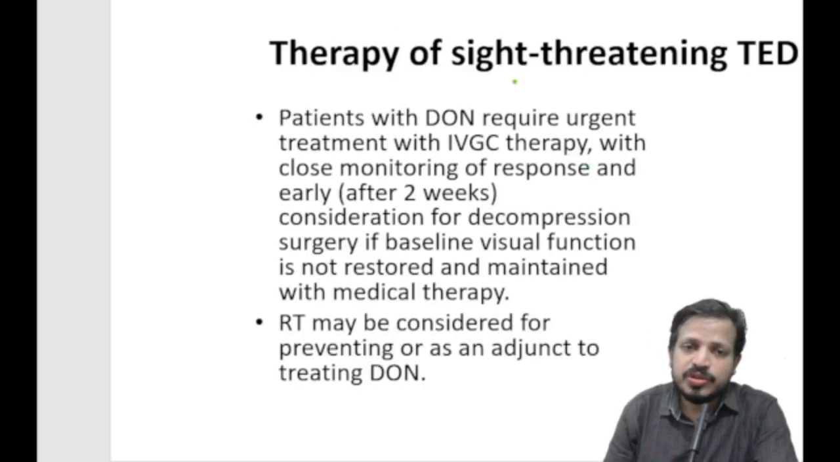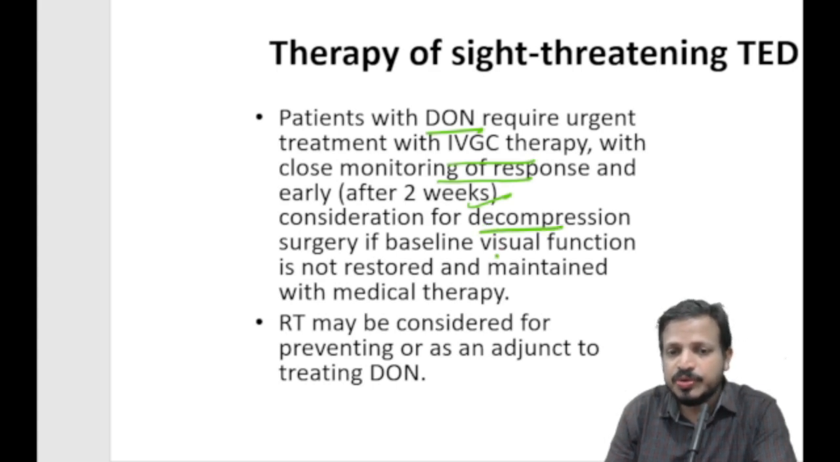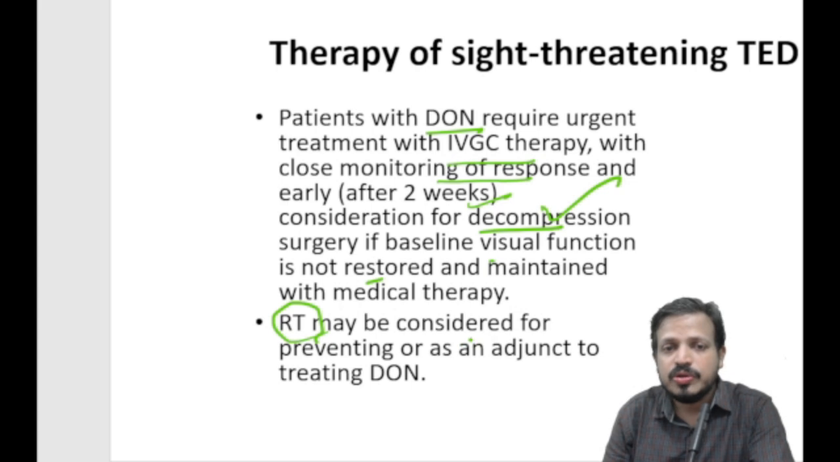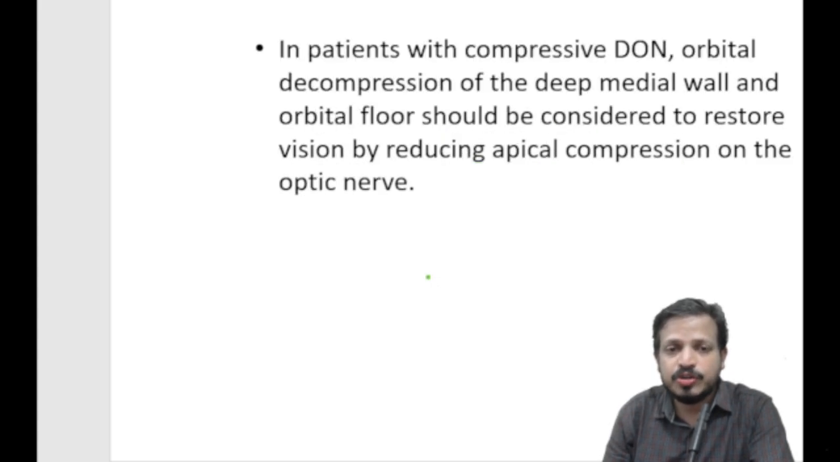Then for therapy of sight threatening thyroid eye disease, the patient with dysthyroid optic neuropathy requires IV glucocorticoid therapy with close monitoring of the response after 2 weeks, and consider decompression surgery if the baseline visual function is not restored. In dawn or sight threatening thyroid eye disease, we'll go for IV glucocorticoid therapy and check the response after 2 weeks, and consider decompression surgery if there is a decrement in visual function. And radiotherapy may be considered for preventing or urgently treating dysthyroid optic neuropathy. Also we will advise radiotherapy.